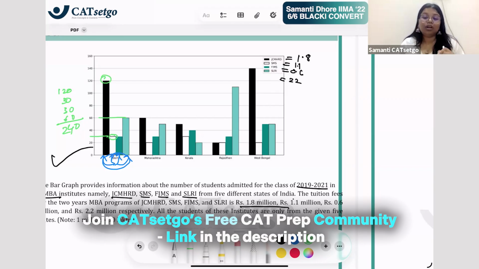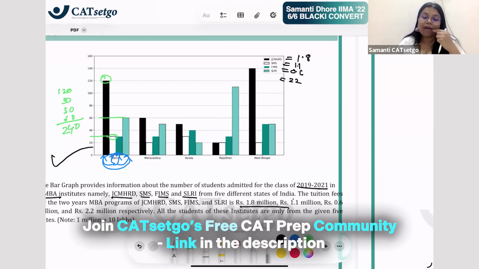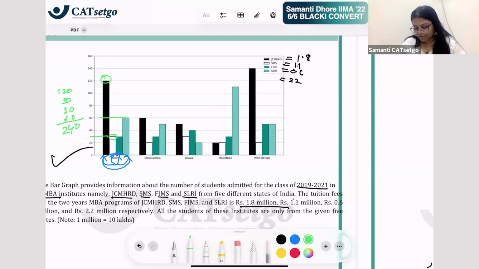They have asked us to find what is the total number of people and which institute has the maximum number of people. So where will we get it? So if I have to find the total of JCMHRD, how will I have to do? This total, right? All the black totals will give me JCMHRD. है ना? वैसे ही all the white totals will give me the number of people who came to SMS.